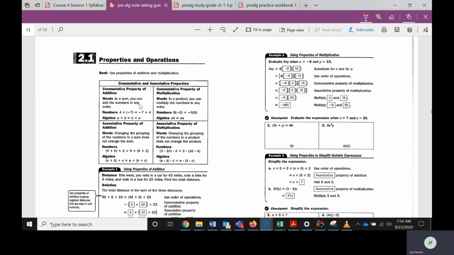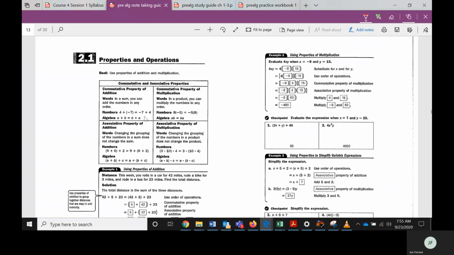But addition and multiplication, it just means if you do 4 plus -7 or -7 plus 4, you're going to get the same answer of -3. If you multiply 8 times -5 or -5 times 8, it's still the same two numbers being multiplied. You'd get -40 for each. So that's the commutative property.